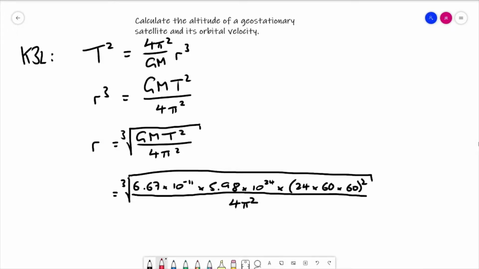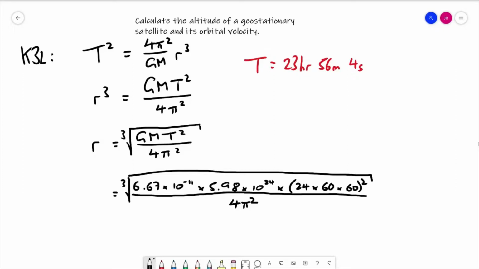Now for T, I know I've taken T as 24 hours. If we're doing it absolutely properly and absolutely by the book, we should take it as 23 hours, 56 minutes and 4 seconds. And again, you might want to check that to see how far out we are with any rounding, but we'll just call it 24 for now for simplicity.